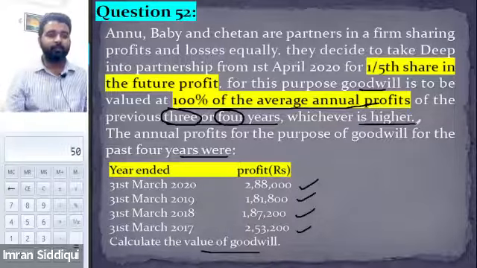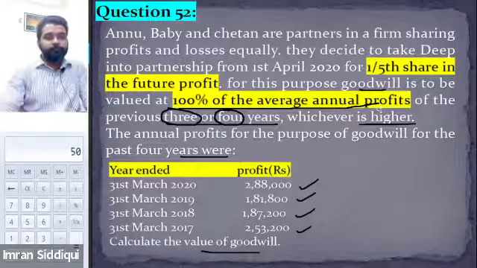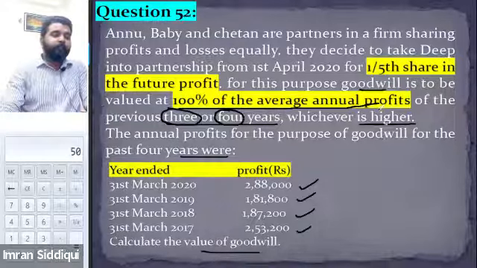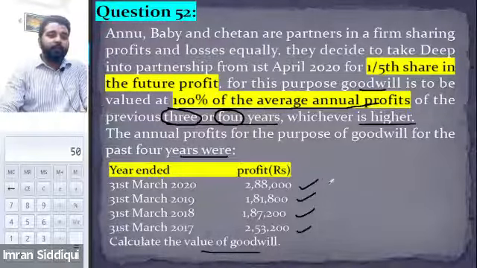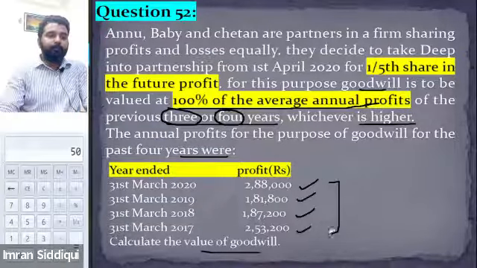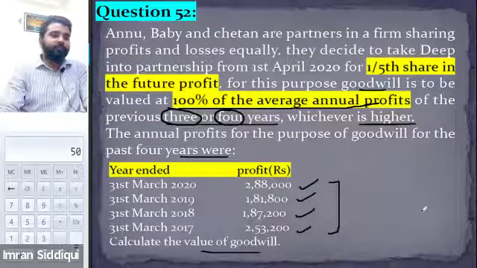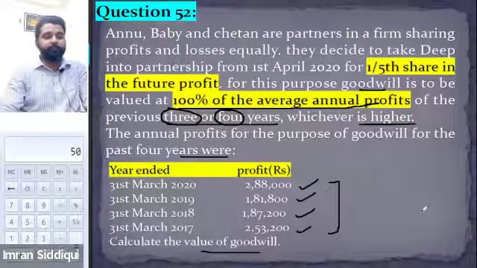Tell me, am I clear to all of you? Yes, sir, this statement is clear. Okay. Now, for the purpose of calculating the average profit, what is given to you? We are provided with the profit generated by the business in the last 4 years.